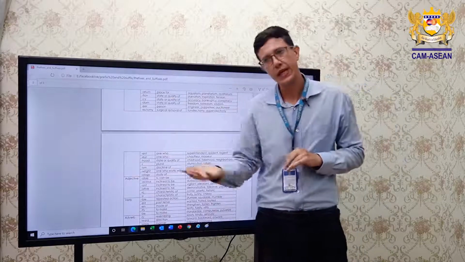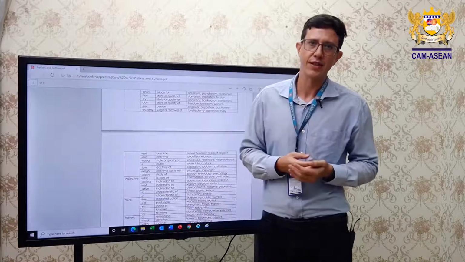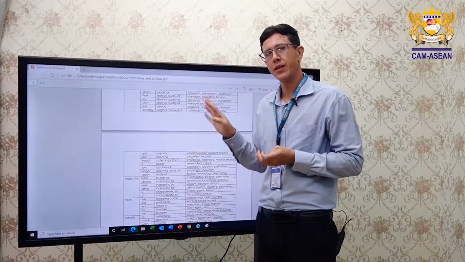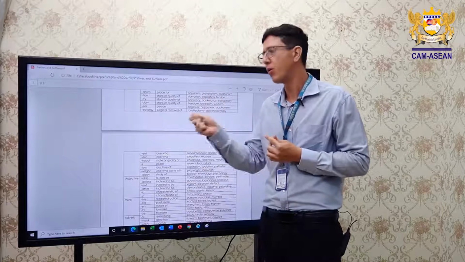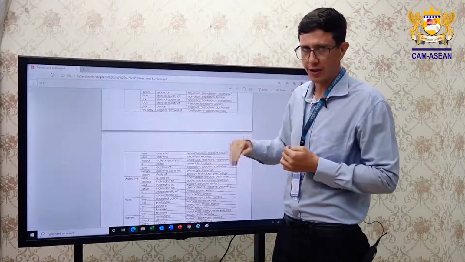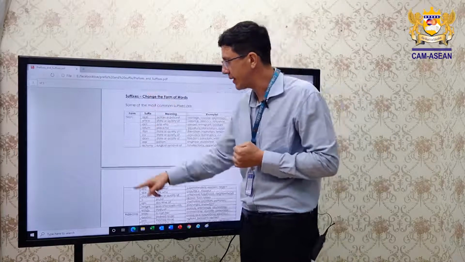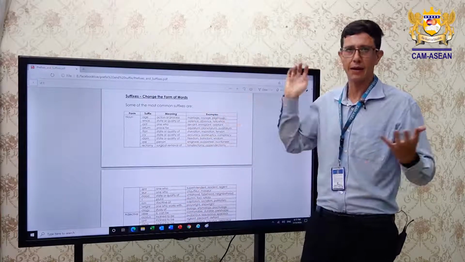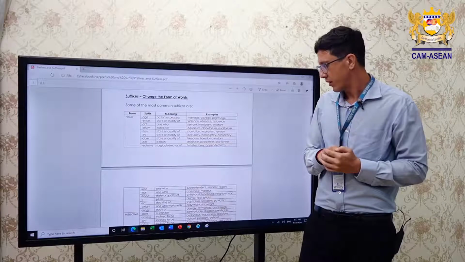And the more you read, the more you advance in English, the more you start to see specific patterns. And the more you learn, the easier it is. So if you can know what these mean, it's so much easier than memorizing endless amounts of vocabulary. So that's what I recommend.